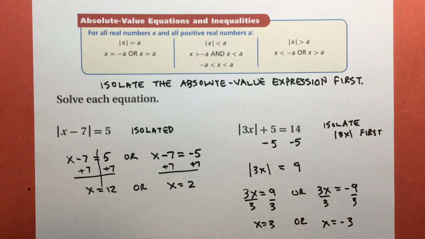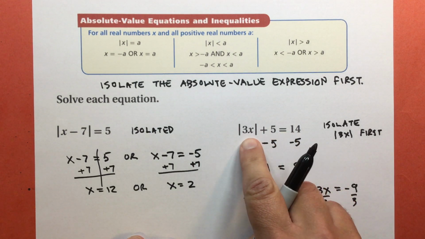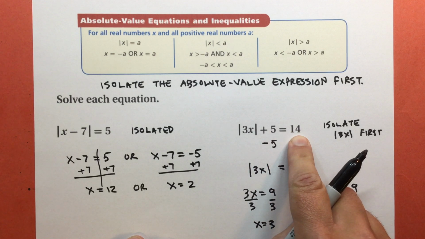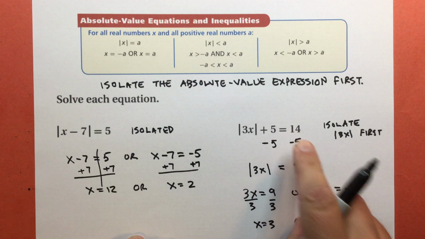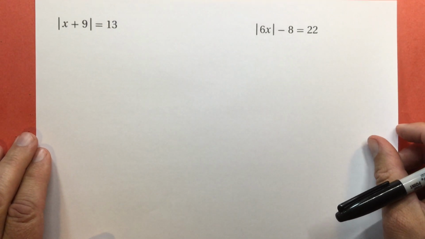Now, I'm not going to write it because, again, I'm going to take a picture of this later so you can look at it, and I don't want it to be confusing. Do not write absolute value of 3x plus 5 equals 14, absolute value of 3x plus 5 equals negative 14. That's the mistake that a lot of students make when they get it wrong. Remember to isolate the absolute value part first. We'll do a couple more and then I'll end this video.